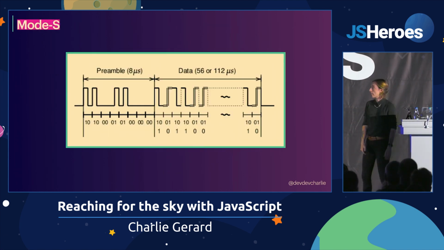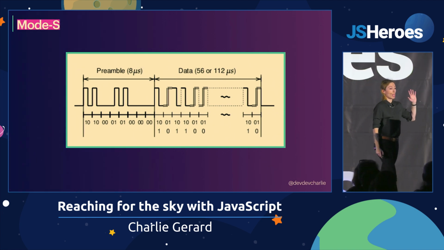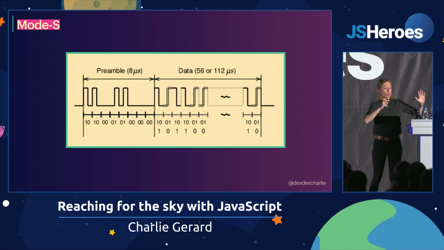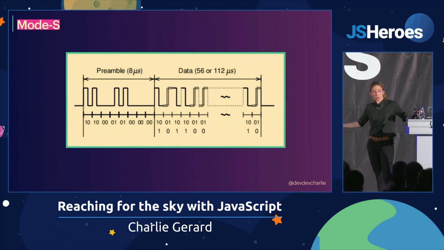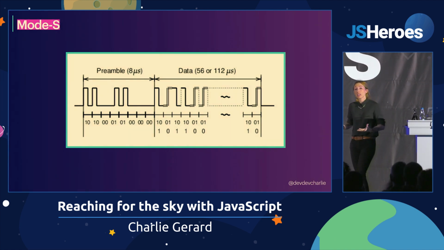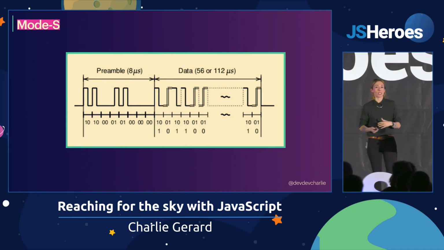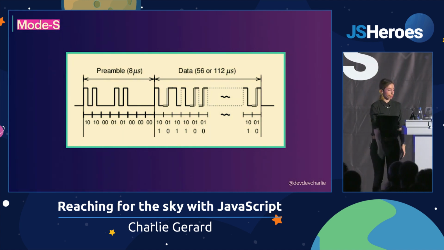So when we talk about Mode S signals, this is kind of like the shape. So you have a preamble, and then you have the data that has between 56 and 112 bits. So why am I showing you this? Well, when you get raw data from an antenna, you need to be able to decode it. And to decode it, you kind of need to understand the communication protocol that is used. So what is that data made of?